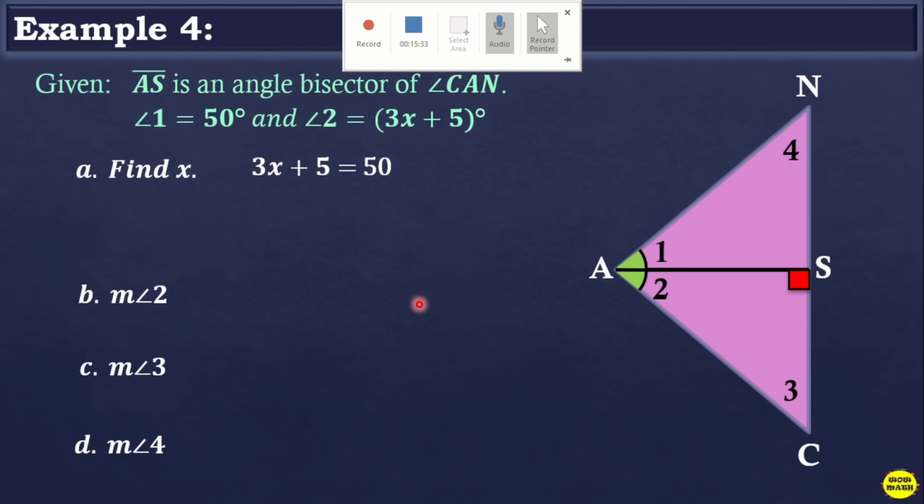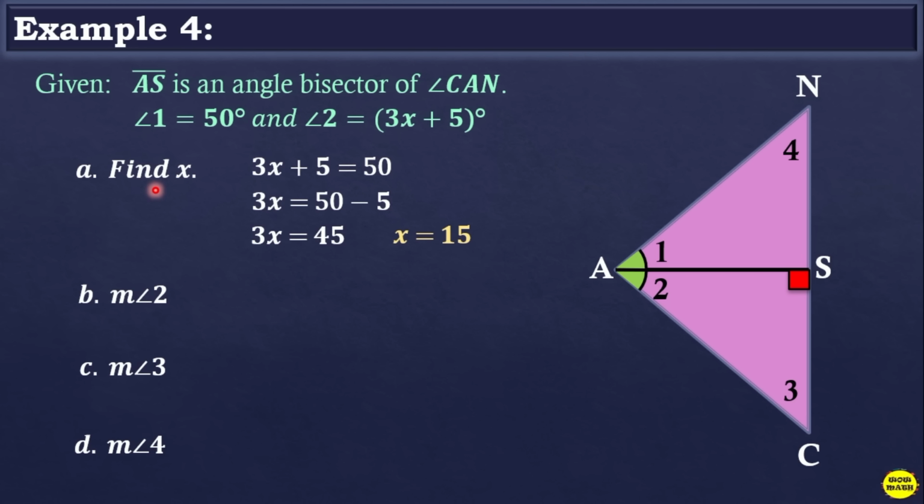is equal to 50 because they are congruent angles. So their measures are equal. Let us equate them and solve for x. So, 3x plus 5 is equal to 50. Transpose 5, it becomes minus 5. So, 3x is equal to 45. Divide both sides by 3. So, 45 divided by 3, x is equal to 15. Okay, so x is equal to 15. That is for letter A.